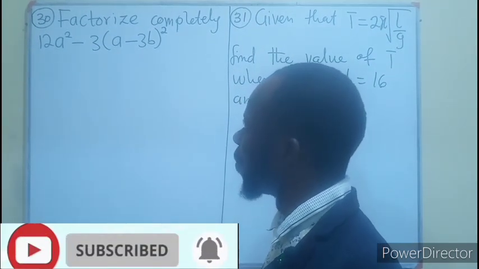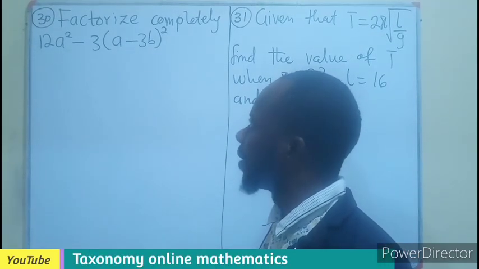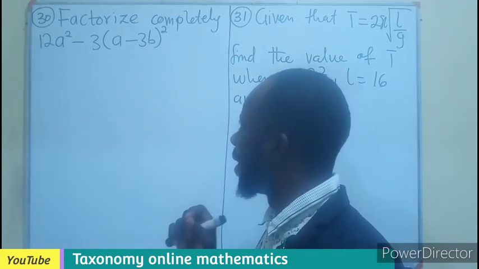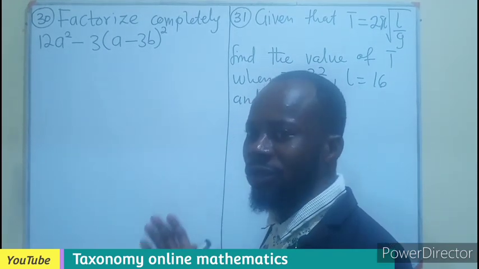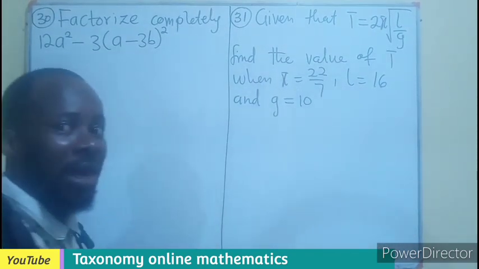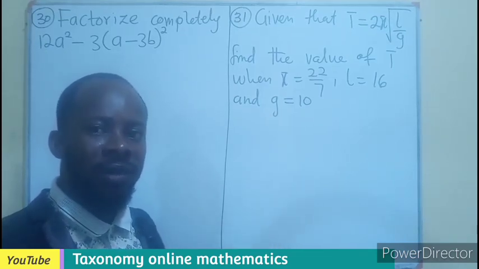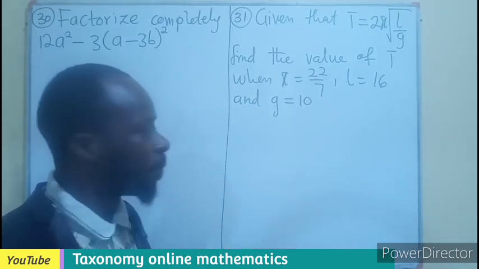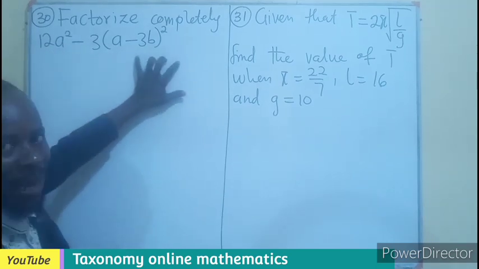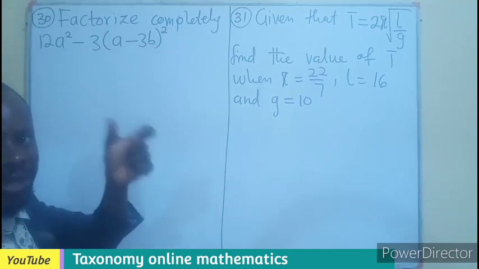The first question: we are to factorize completely 12a squared minus 3 into bracket a minus 3b all squared. If you are asked to factorize, we look for common terms in the various terms available in the expression. In this case, this is one term, this is the second term, because 3 is multiplying the whole of this, making it one term.